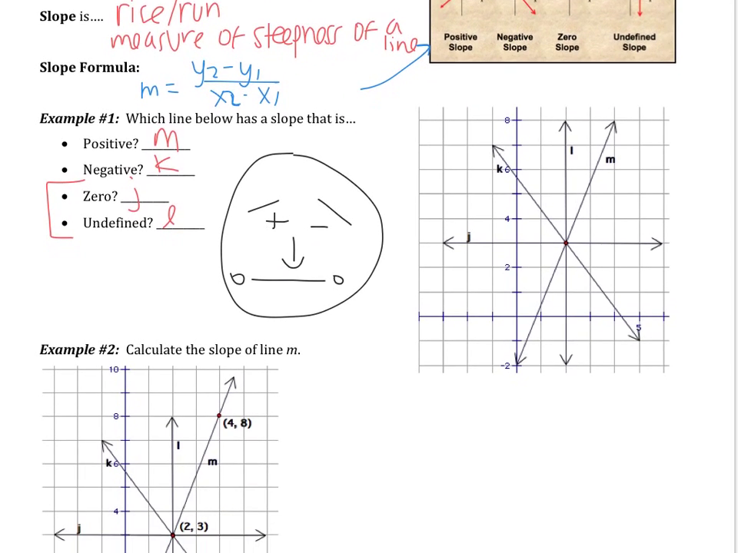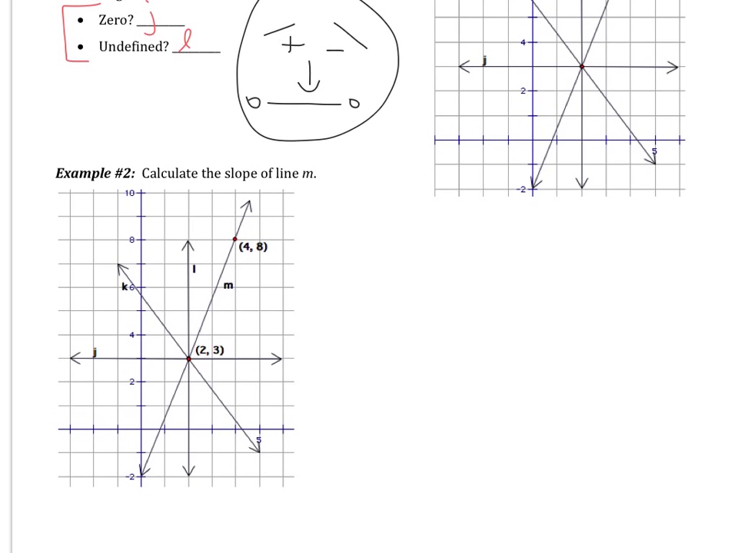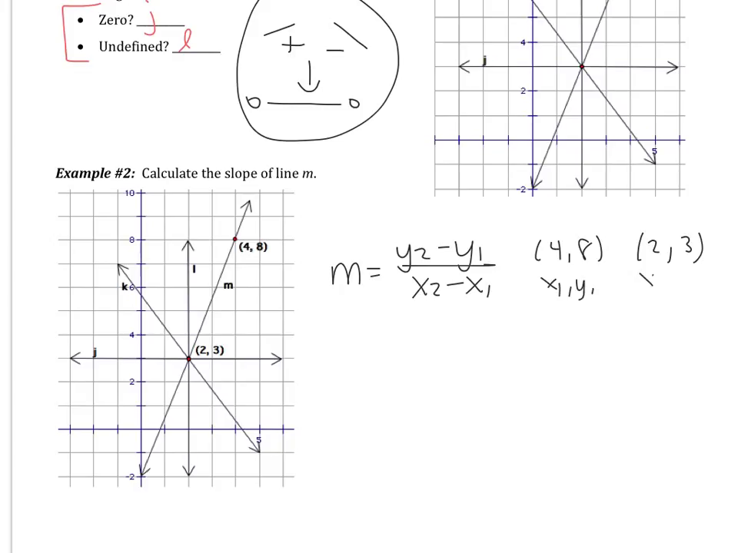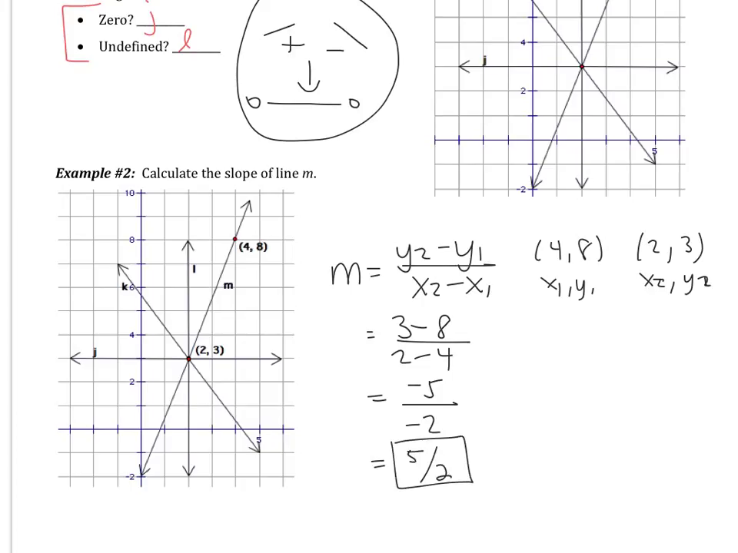Okay, besides identifying types of slope, you're going to have to be able to calculate a slope. So let's try example 2. Starting out with the formula, slope is y2 minus y1 over x2 minus x1. So my 2 points are (4, 8) and (2, 3). So my first point is my x1, y1, and my second point is my x2, y2. So using my slope formula, y2 is 3, y1 is 8, x2 is 2, x1 is 4. So 3 minus 8 is negative 5, 2 minus 4 is negative 2. Those negatives cancel, so it becomes 5 over 2.